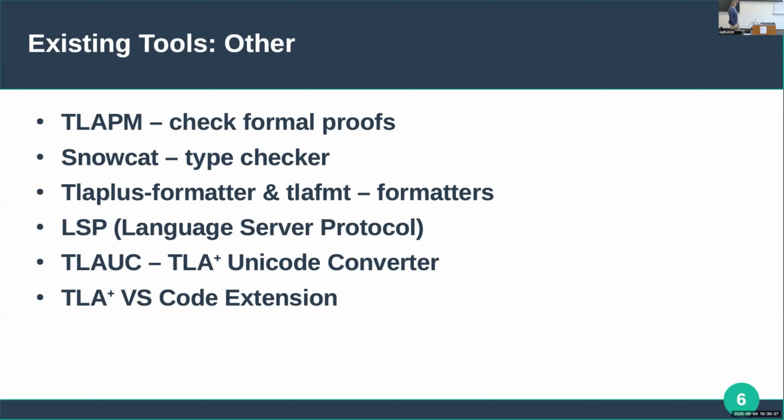There's tloc, which I presented in 2023 as part of my Unicode work. It converts your spec between Unicode and ASCII, and everyone should start using Unicode. Use it. It's great. And that's written in Rust, uses the tree-sitter grammar. The final one I'll talk about is the TLA+ VS Code extension.